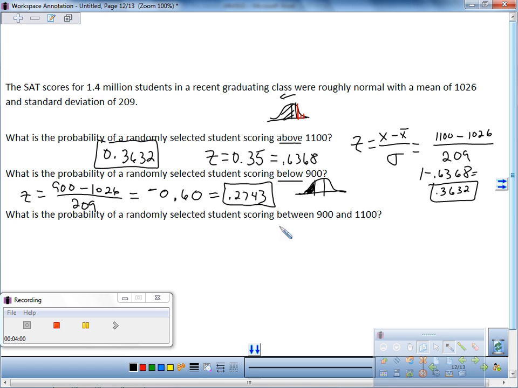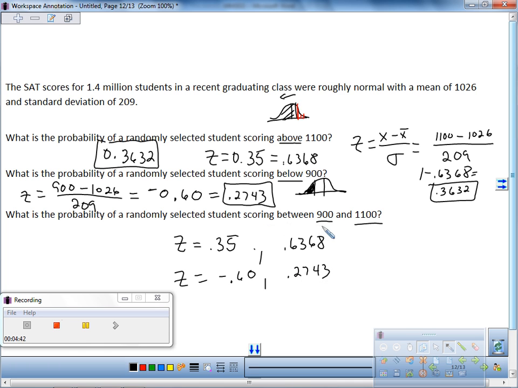Okay, now for the last one we have the probability of picking somebody that scored between 900 and 1100. We would need the z-scores, which we've already calculated for both of these. So our z-score for 1100 was 0.35, and our table value is 0.6368 for that probability. Then we did the same thing for the 900. Our z-score was negative 0.60, and then we looked up our table value and found that to be 0.2743.